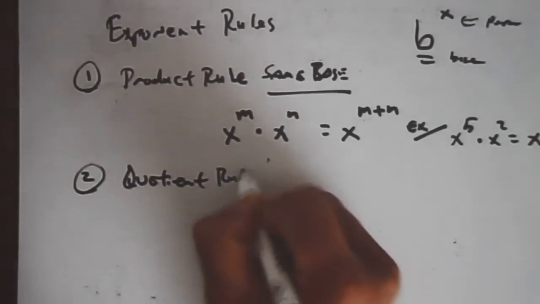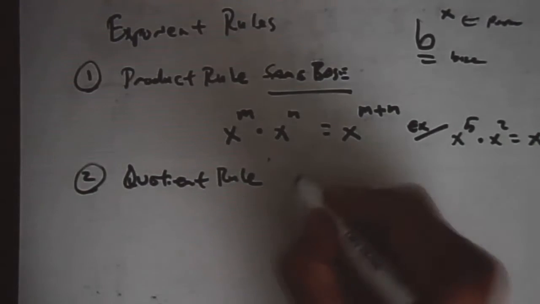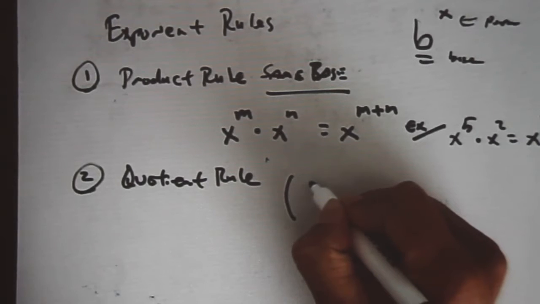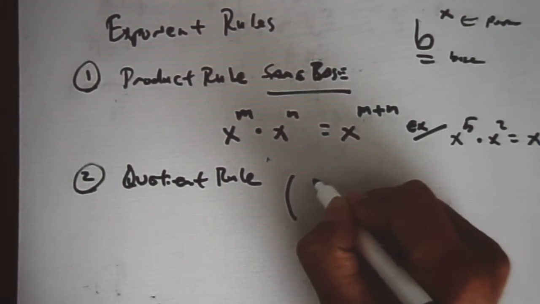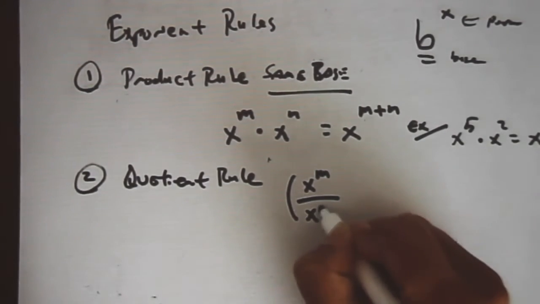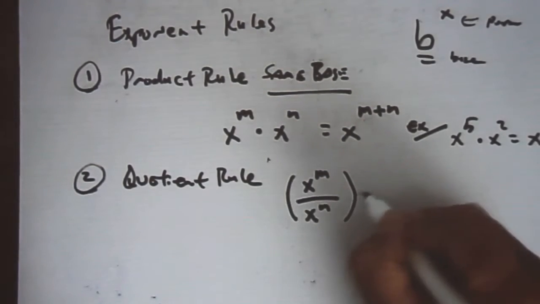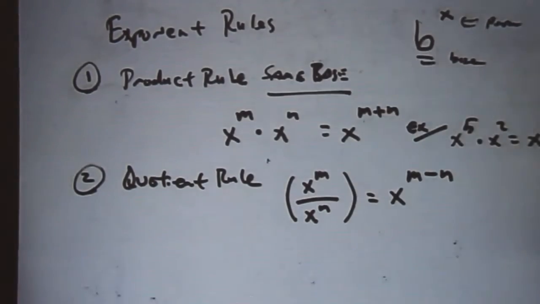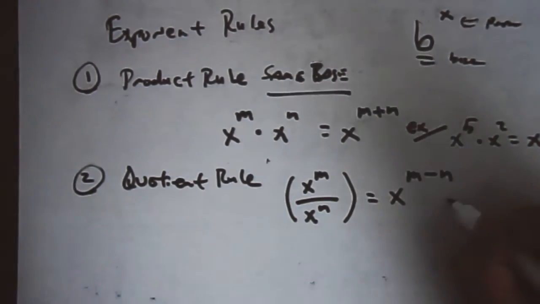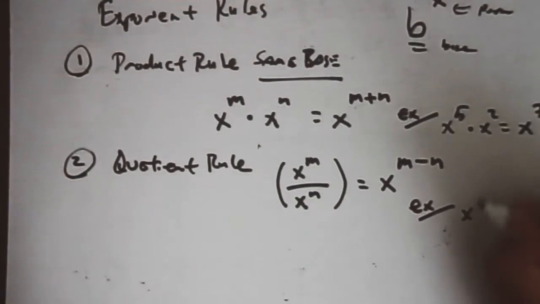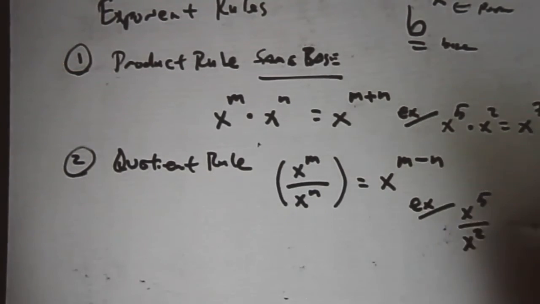The other one is the quotient rule. Quotient means division. So if you have, for example, x to the mth power over x to the nth power, you're dividing the same base. You can rewrite this as x to the m minus n power. So, for example, if you have x to the 5th divided by x to the 2nd, well, this becomes x to the 3rd, 5 minus 2.